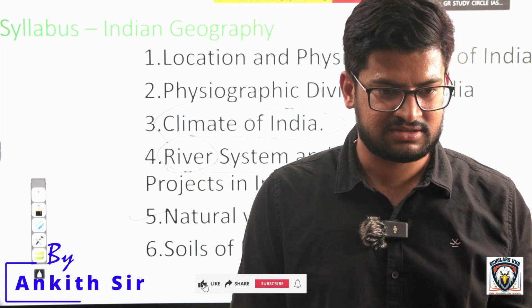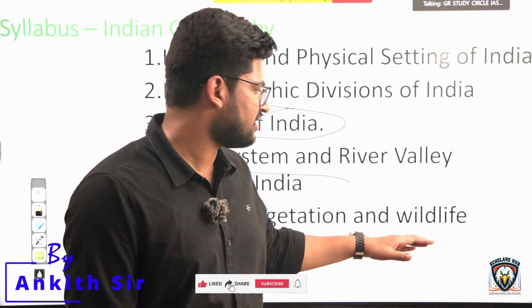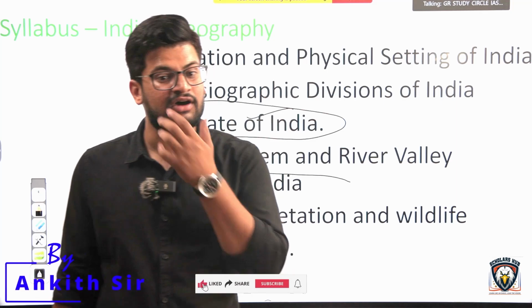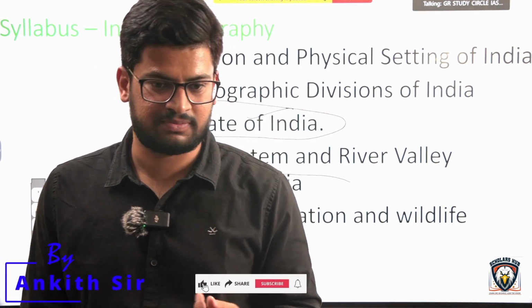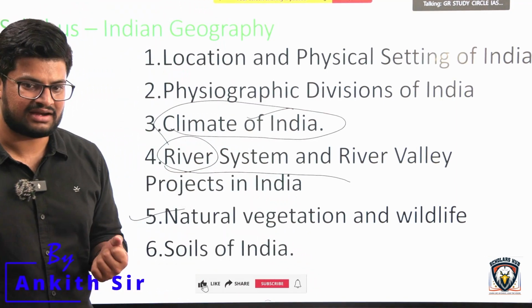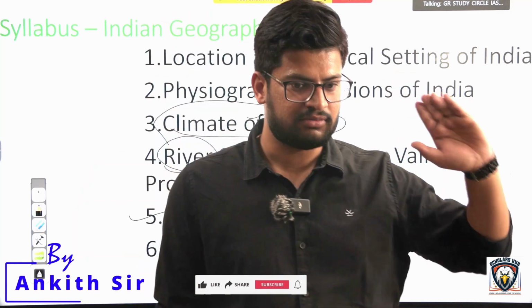So we'll look into those aspects, and then we'll also look into the wildlife aspects. Basically, these things are covered under wildlife and environment: national parks, biodiversity hotspots, biosphere reserves, tiger reserves. These things will be covered under environmental classes, wildlife.